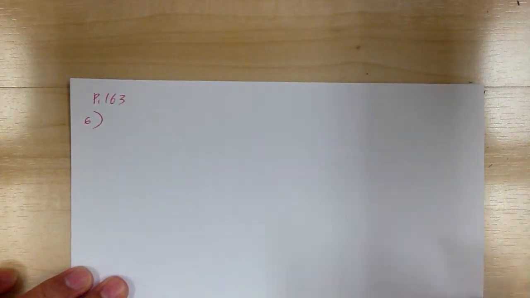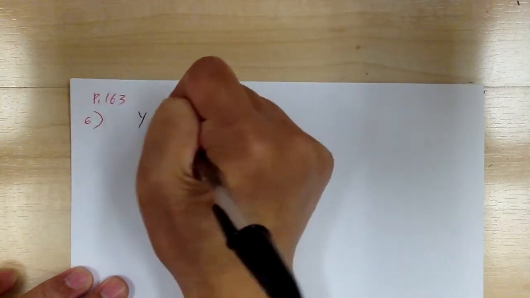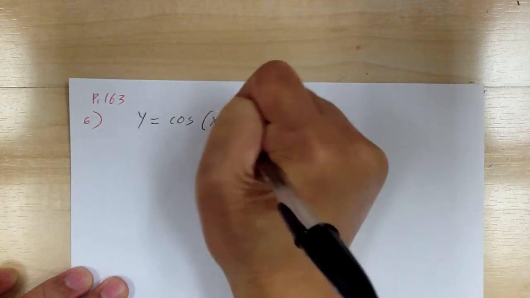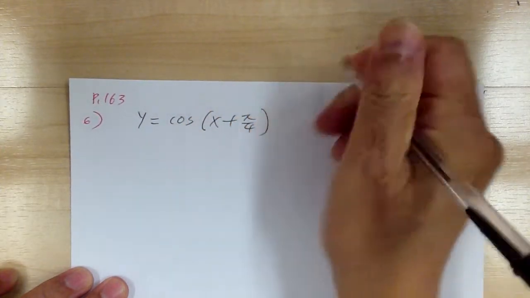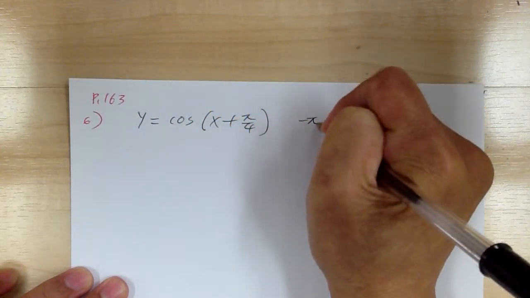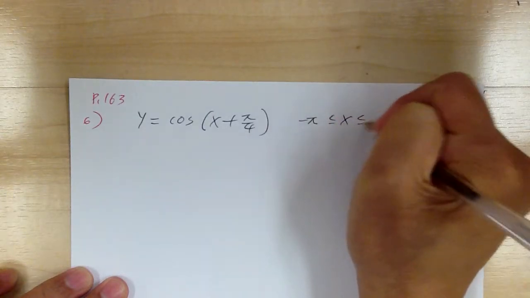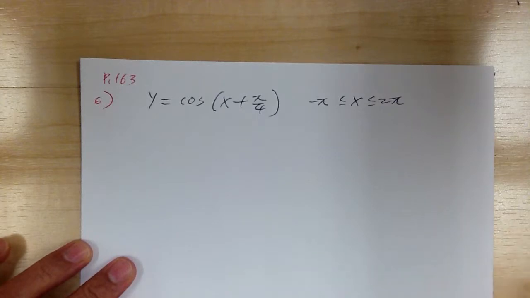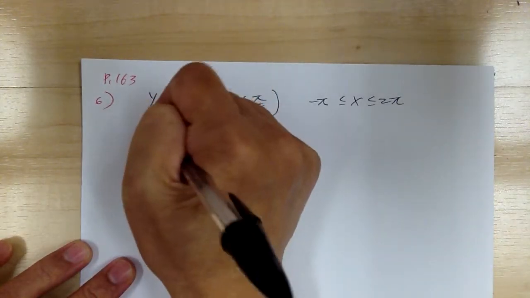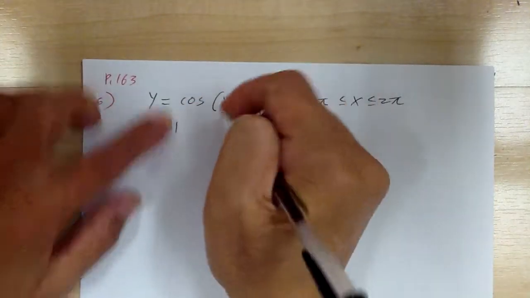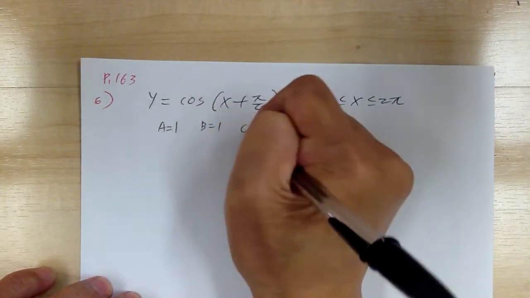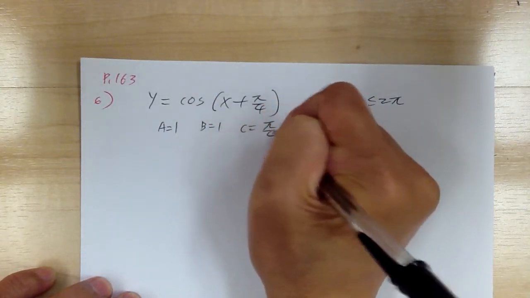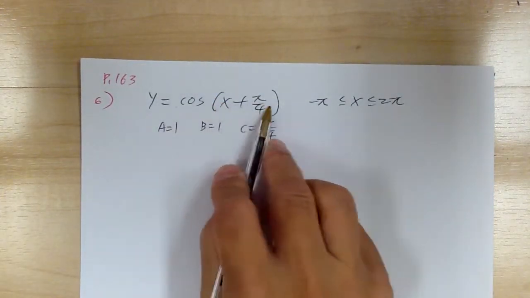You have y is equal to cosine of x plus pi over 4, and you want to go from negative pi to 2 pi. So every problem is exactly the same process. You're going to get a equal to 1, that's a. Then b equal to 1, c equal to pi over 4. Right, so that's a, b, c.